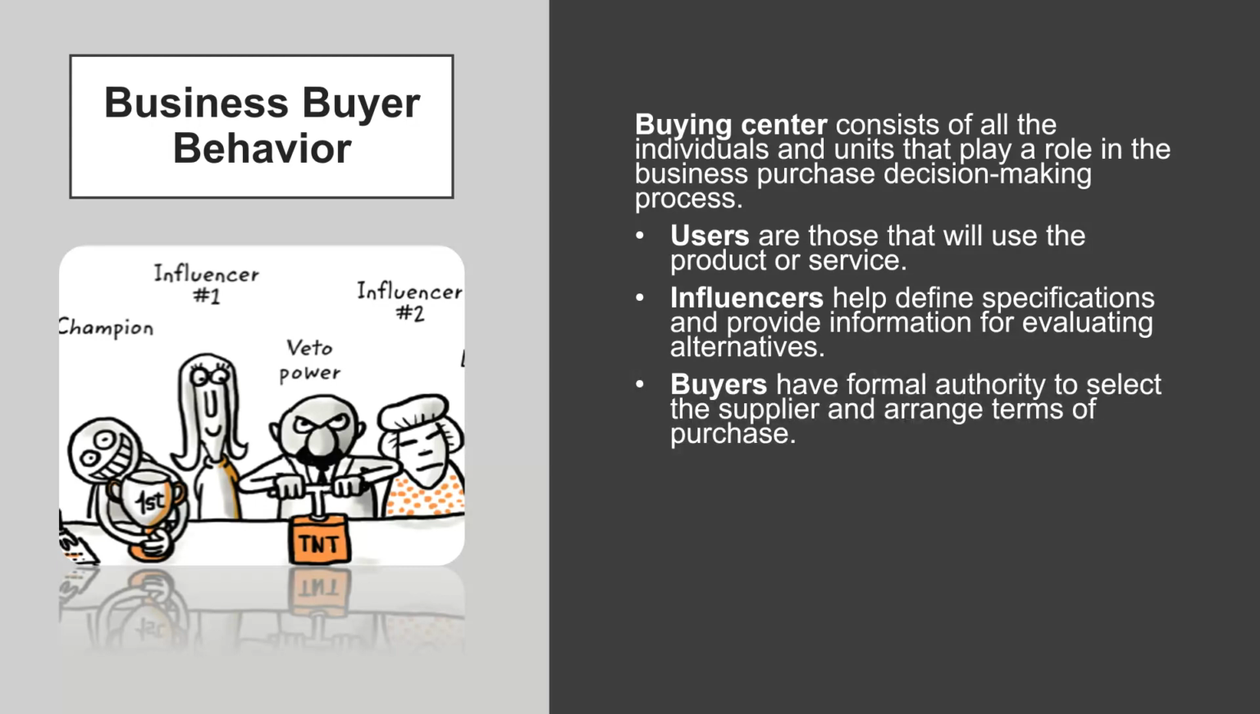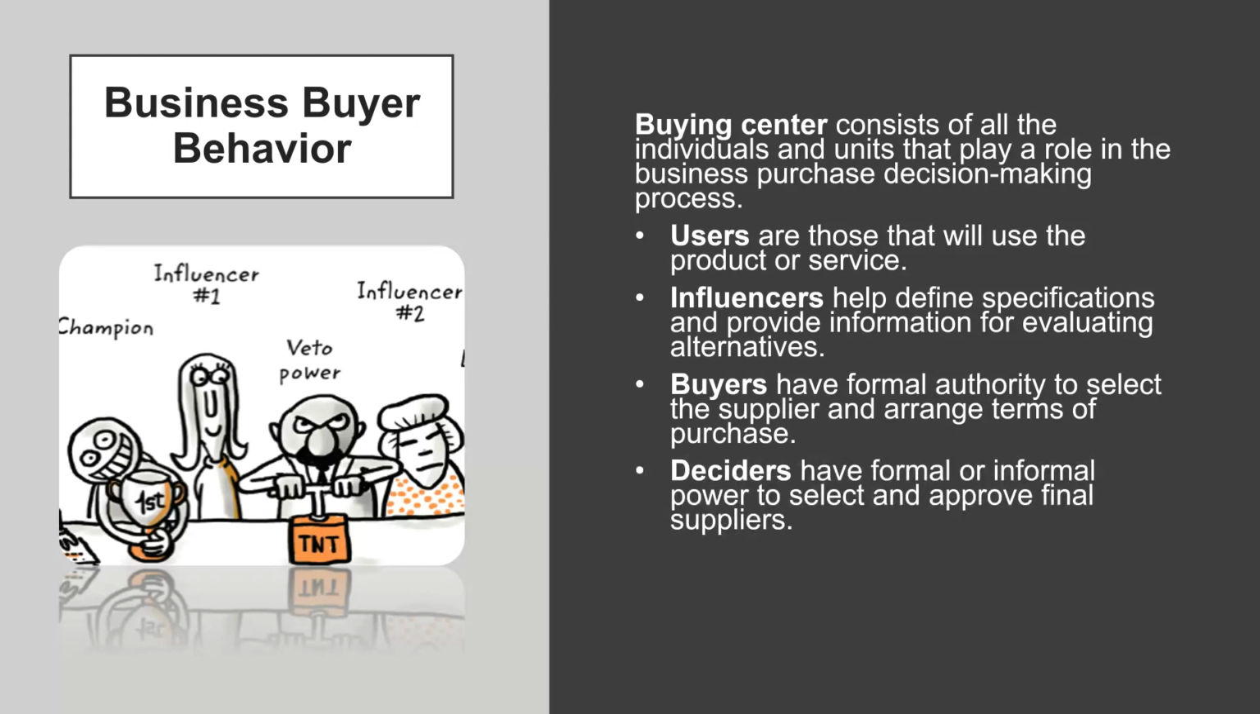There are also buyers, like we spoke about, that are purchasing departments that have the final authority or the formal authority to actually select the supplier. Then there's a decider. Deciders can be different than the buyer. Buyers may just be looking for suppliers, but then the decider gets to decide, whether it's from a budget standpoint or the final decision maker. And last but not least, there are gatekeepers. Gatekeepers control the flow of information.